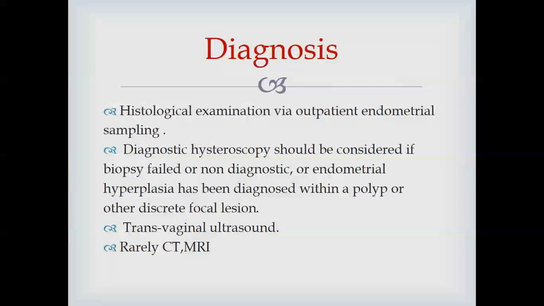Diagnostic hysteroscopy, not like before, does not need general anesthesia, it is simple, and it can also be done in the outpatient clinic. It should be considered if the biopsy failed or was non-diagnostic for a patient with endometrial hyperplasia, or if the endometrial hyperplasia has been diagnosed within a polyp or other discrete focal lesion. In these cases, we need a hysteroscope in order to see the whole womb, show where the lesion is, and take a biopsy from these abnormal sites. Rarely we need a CT scan and MRI.